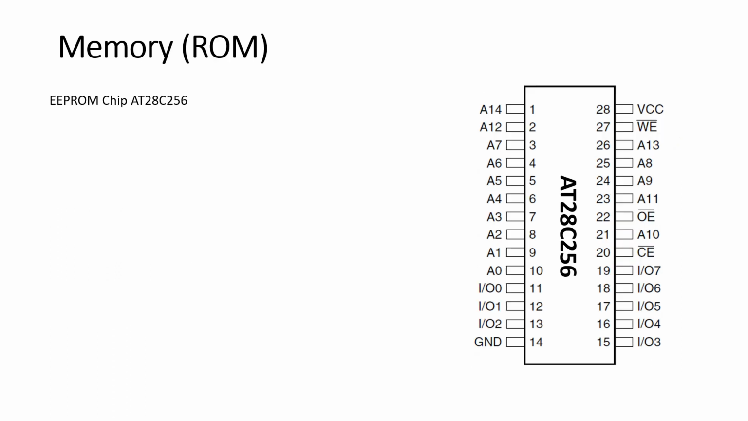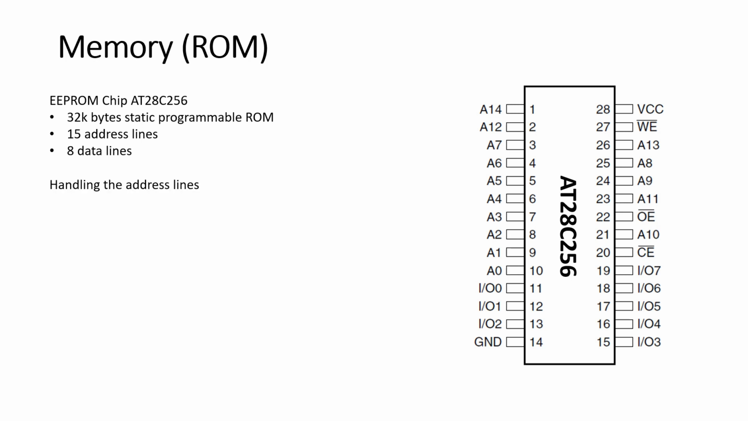To hold a simple operating system for my build, I use a read-only memory chip, which is an AT28C256. That provides me with 32K bytes of static programmable ROM. That means it has 15 address lines and of course 8 data lines to access the data on the chip. The address lines are handled by the build differently.